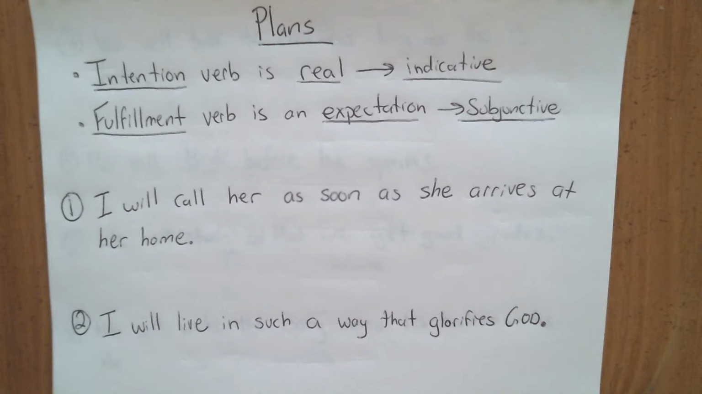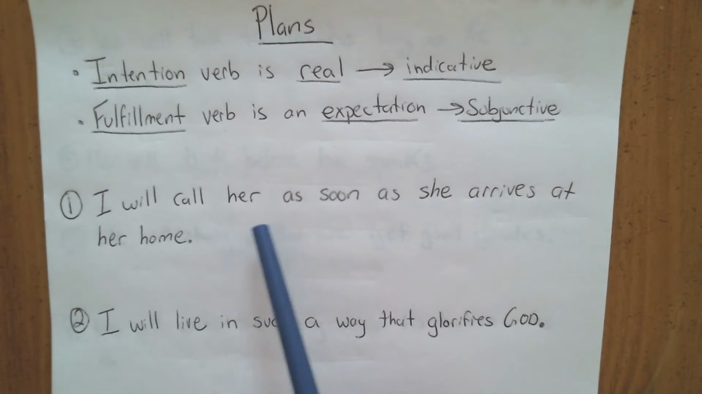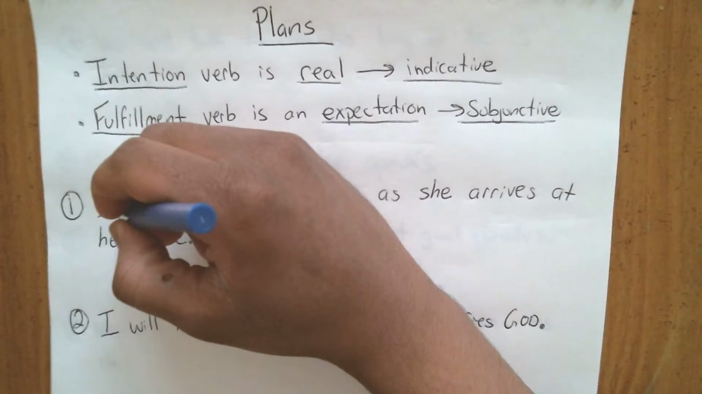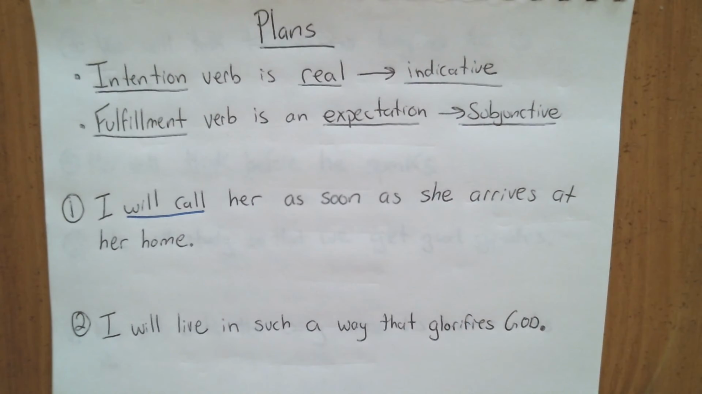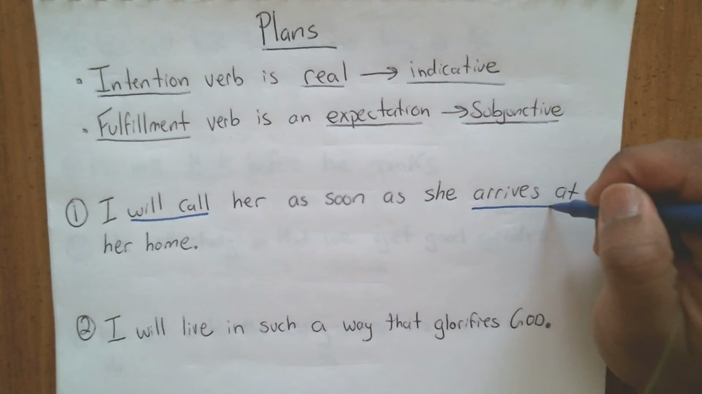So that fulfilling verb is in the realm of expectation, and that's why you use the subjunctive for it. And let's give some examples here. I will call her as soon as she arrives at her home. Now you have a few verbs here. You have will call, and then you have she arrives.